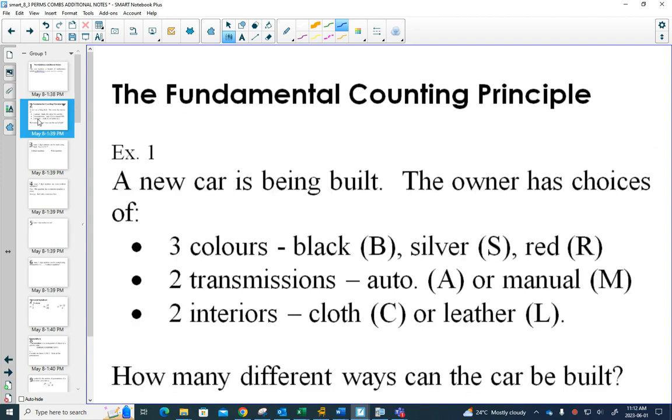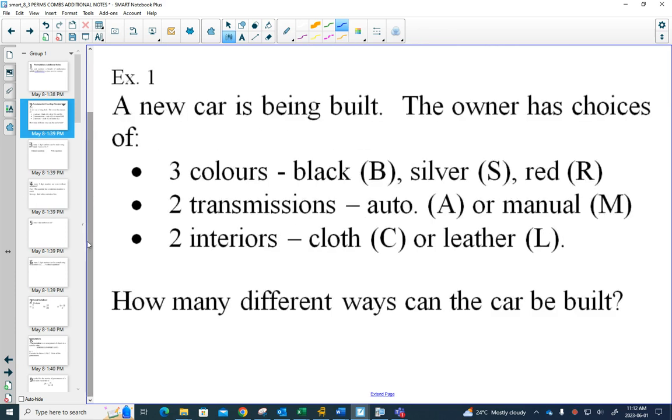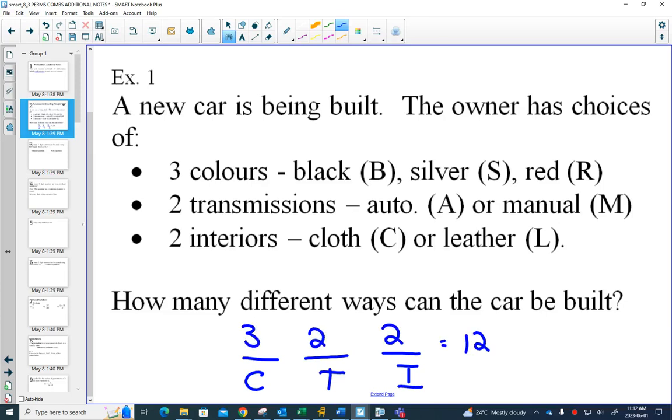So one of the first things that we looked at was the fundamental counting principle. With the fundamental counting principle, you make a space for every decision that you have to make. So in this case, your new car is being built, you have to choose color, choose transmission, choose the interior. Then we put the number of choices in each space, multiply them together to find out that there could be 12 different cars that could be built.